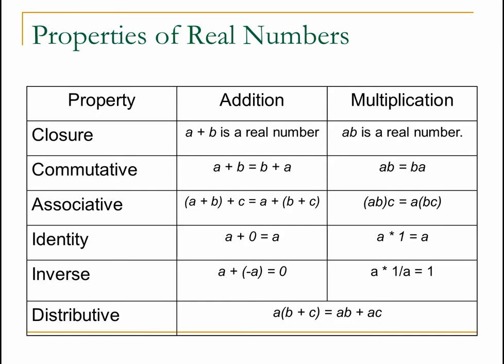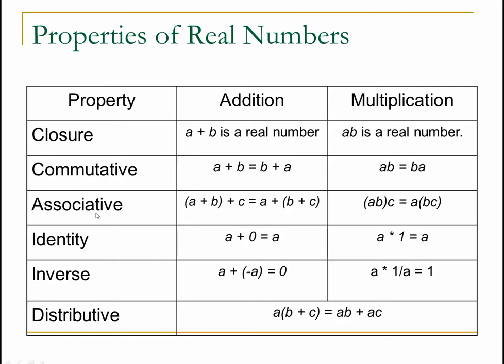We also talked about the properties of real numbers. For addition and multiplication, sometimes they're the same, sometimes they're different. We have the commutative property, which says that a plus b is the same thing as b plus a. Let's just put numbers in here: 5 plus 3 is the same thing as 3 plus 5, or 5 times 3 is the same thing as 3 times 5. It doesn't matter which one you put first, because the commutative property of addition or multiplication says you're going to get the same thing.